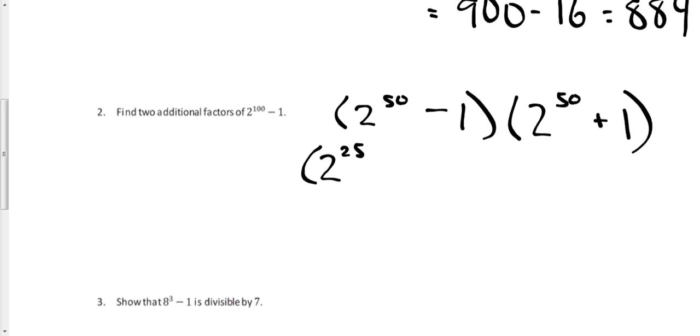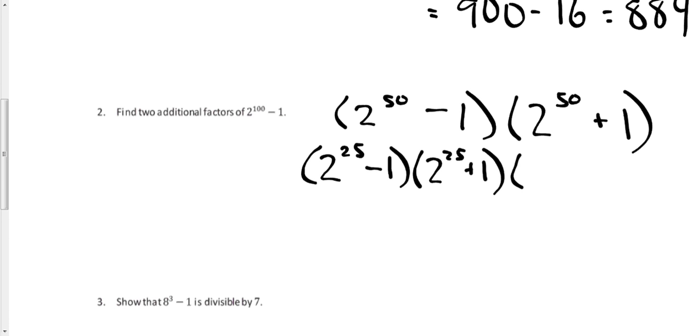2 to the 25th minus 1 times 2 to the 25th plus 1. And then, can I factor this at all? Is this one of my 3 approved patterns? Not quite. Right, not. No, Poppy. This is not one of my patterns.